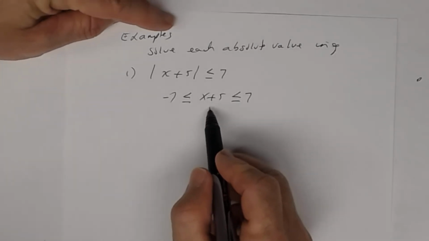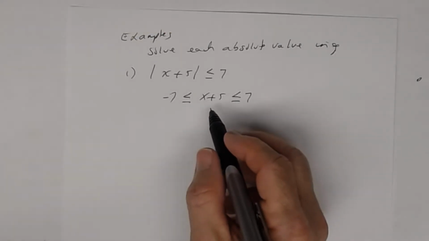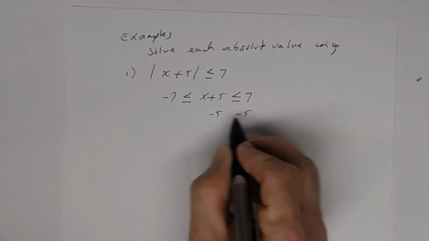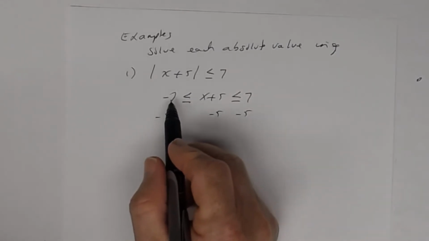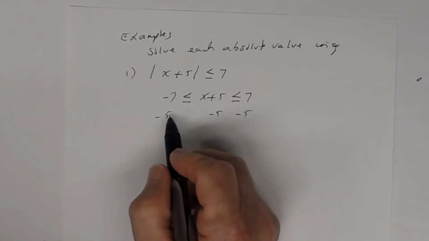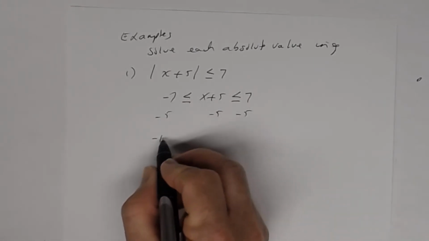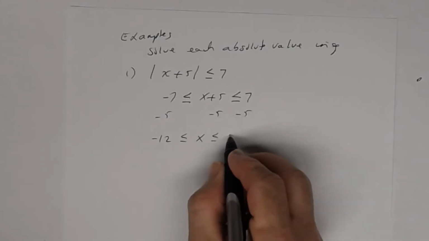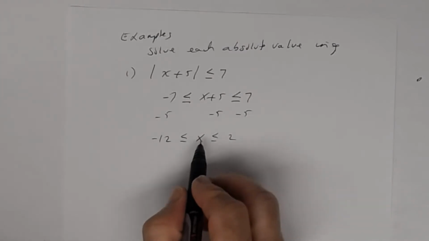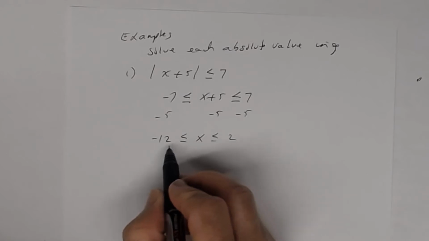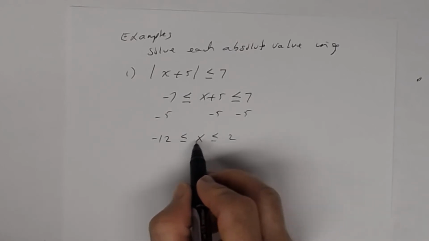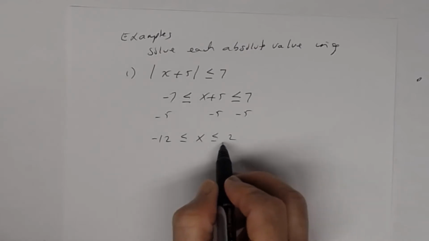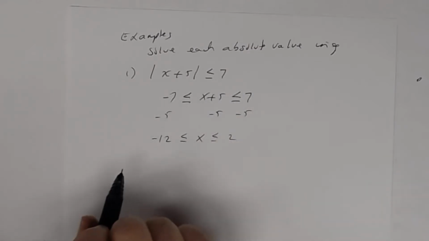So you're going to get the variable in the middle by itself, right? So you're going to subtract 5 from both sides. And then combine like terms, a negative 7 and negative 5 is a negative 12. It's less than or equal to x. It's less than or equal to, and then 7 subtract 5 is 2. And those are your solutions. So every real number between negative 12 and 2, including negative 12 and including 2 because of the equal sign, will be a solution to this inequality.